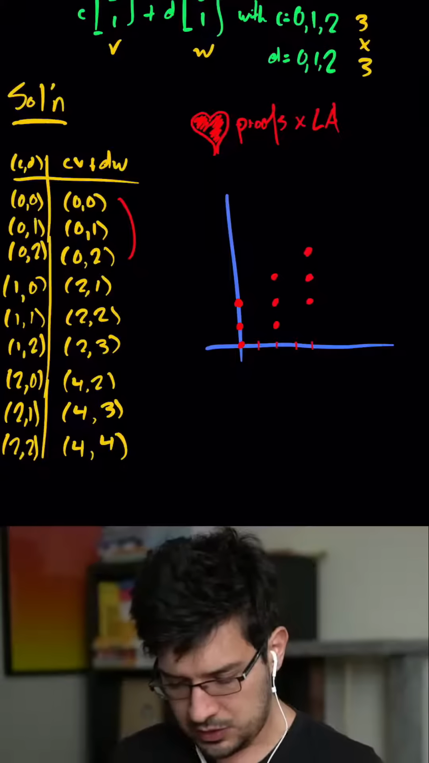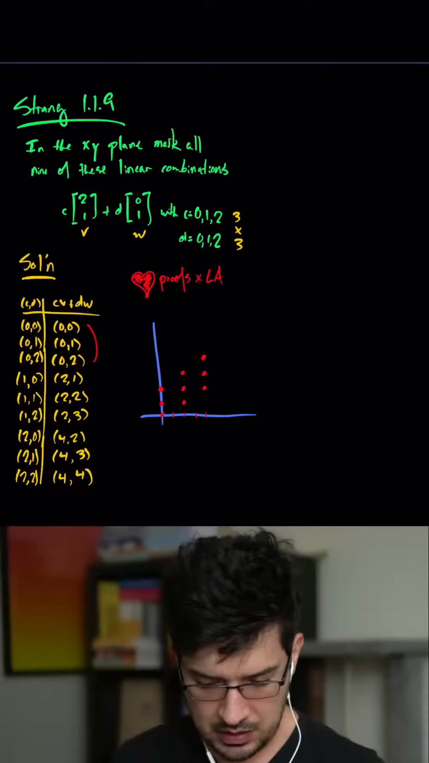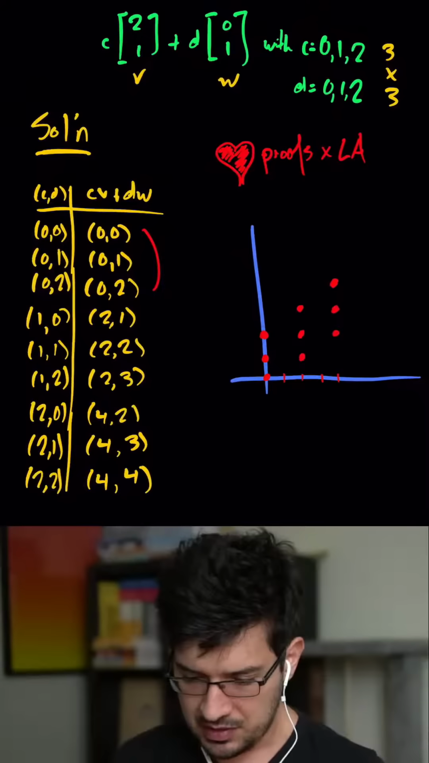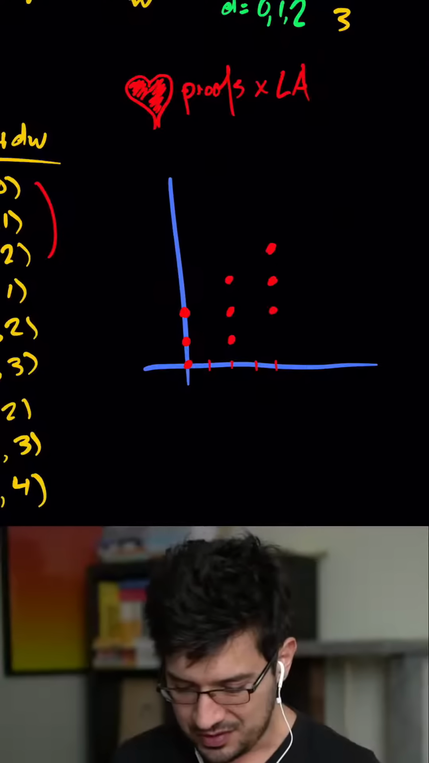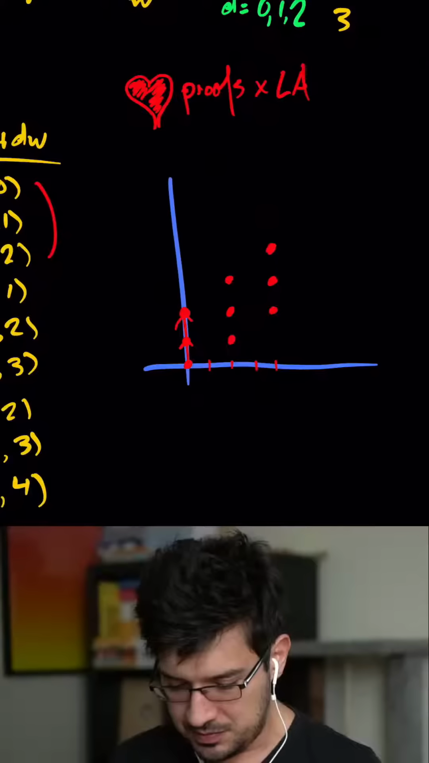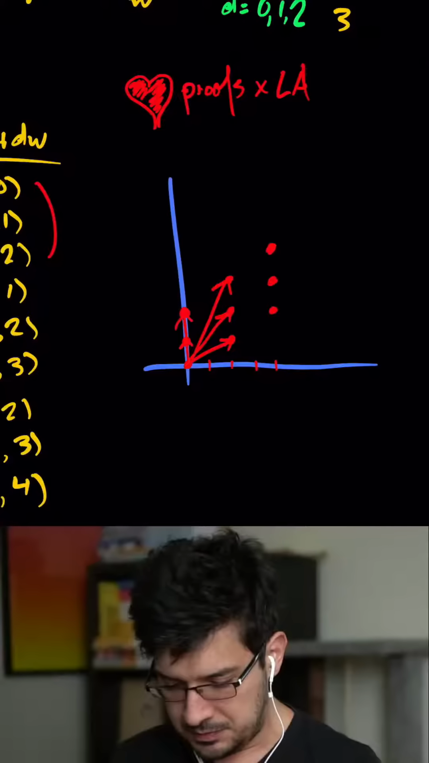So if we wanted to draw all of those vectors, does it, in the xy plane, mark all 9 of these linear combinations? I don't know if it wants us to draw all the vectors. Is it valuable to draw these? It's kind of messy, but we can do it.